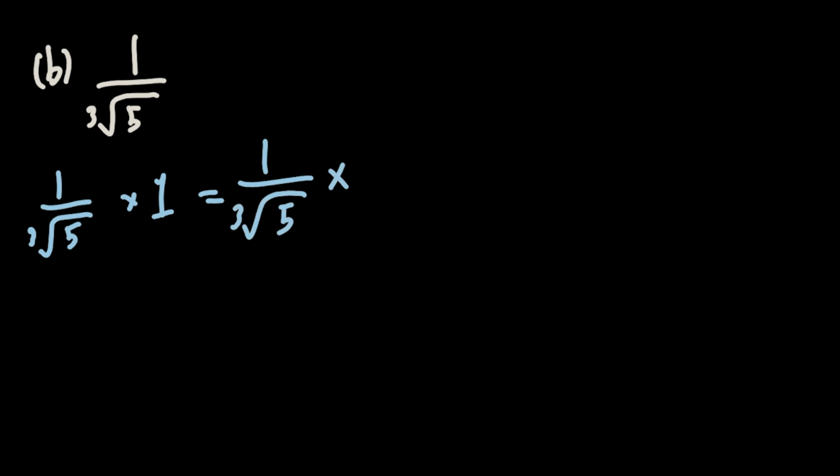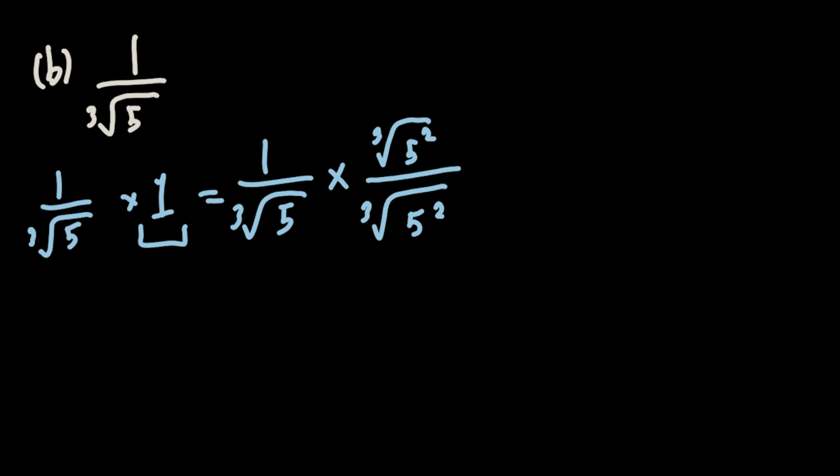Let's see part B. So in part B we have 1 over the third root of 5. So let me just write it again here. So we have 1 over the third root of 5. We will just multiply it by 1, and that would equal 1 over the third root of 5. And this 1, we will change it into the third root of 5 to the power 2 over the third root of 5 to the power 2. Why I have done that, you'll see now.